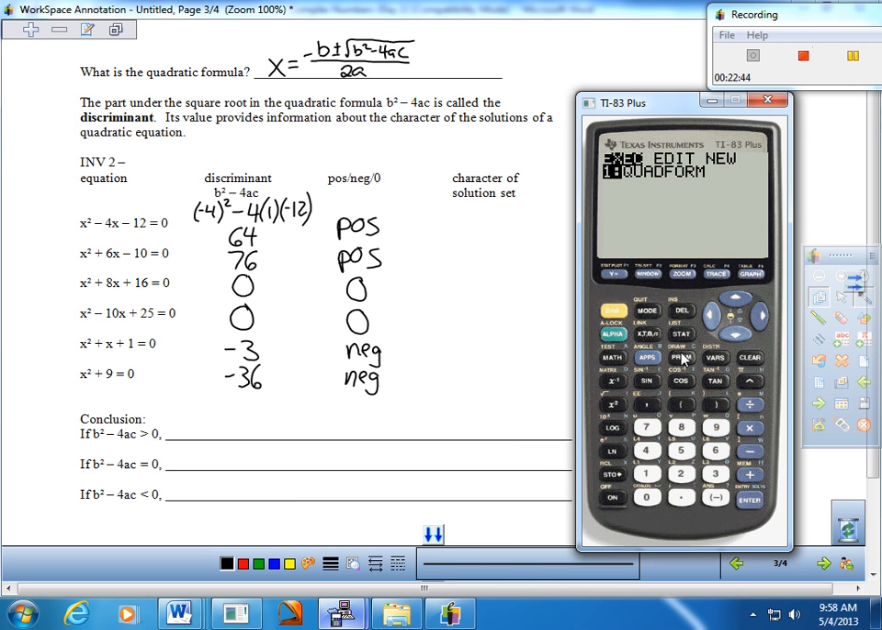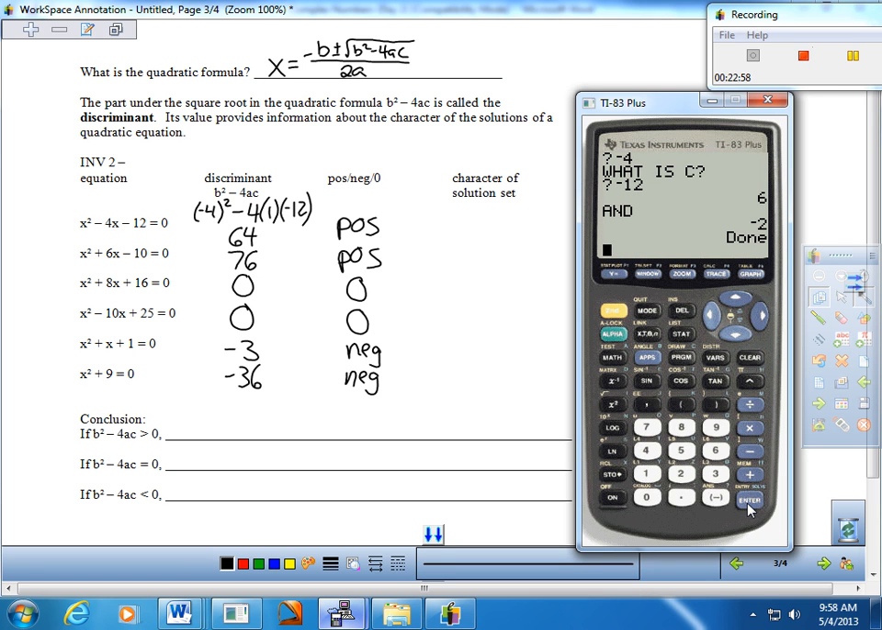Let me see if I have the program on here. Yes, I do. Perfect. So get a little practice with this one if you would. Using the program, of course. What I want to know is what type of numbers do we get in our solution set? So what is A? 1. What is B? Negative 4. And what is C? Negative 12.